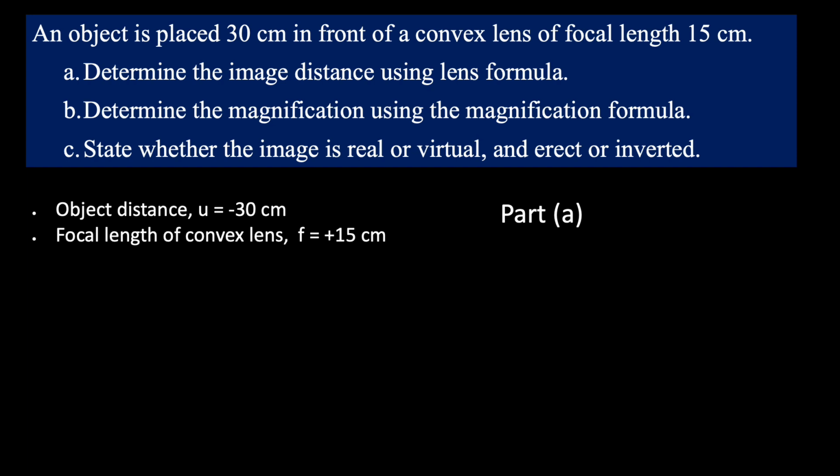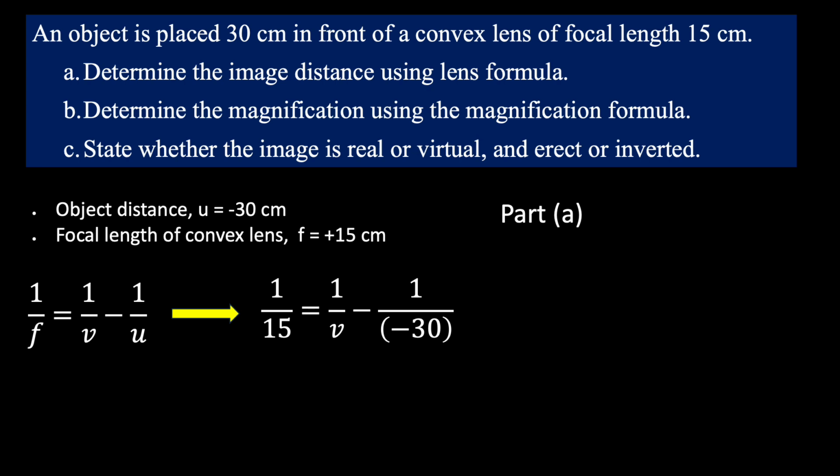Image distance V. We will need the lens formula. 1 by F is equal to 1 by V minus 1 by U. V is the image distance, U is the object distance. Let's substitute the values. 1 by 15 is equal to 1 by V minus 1 upon minus 30, because U, object distance, is negative 30.